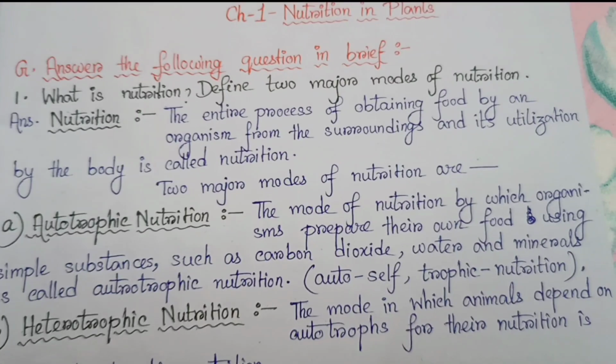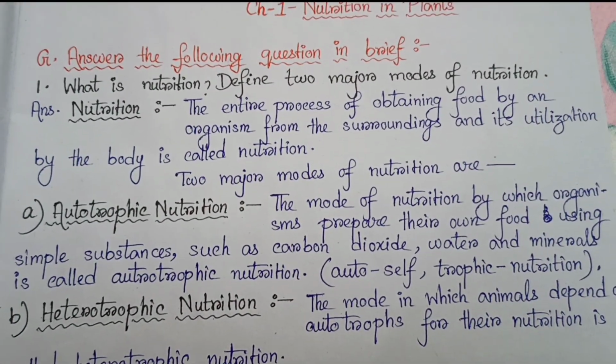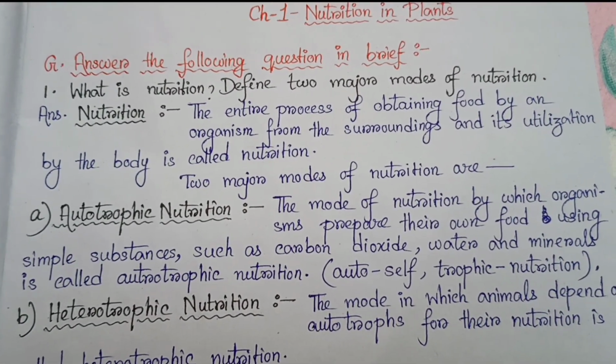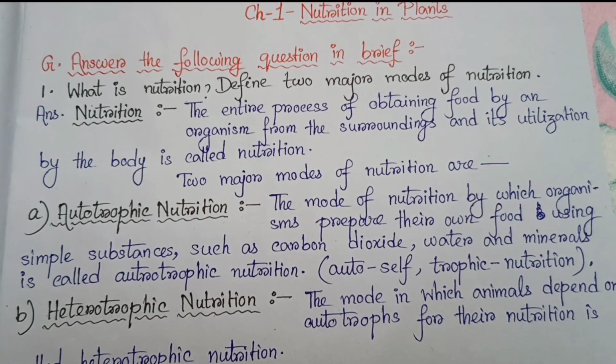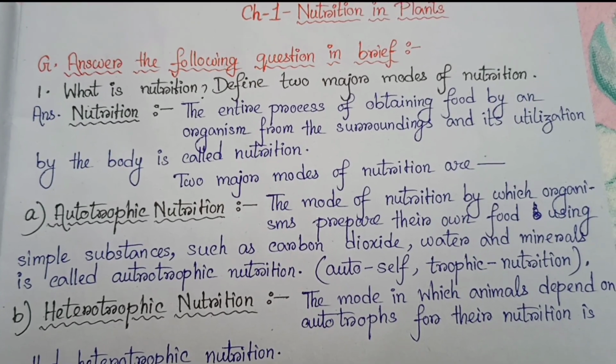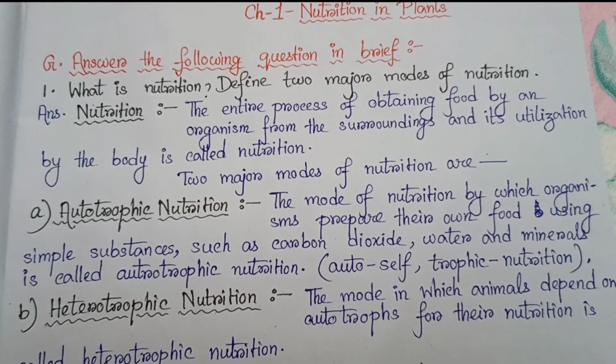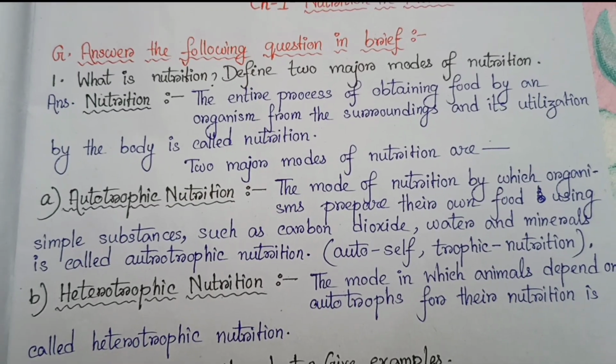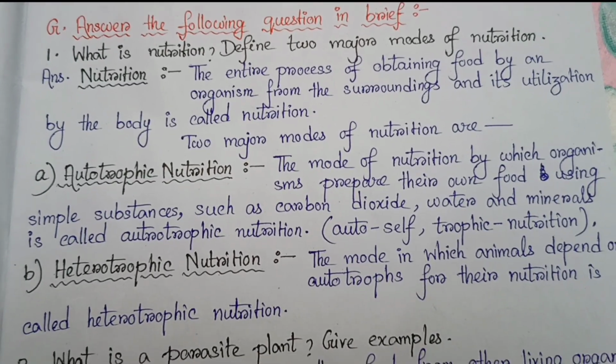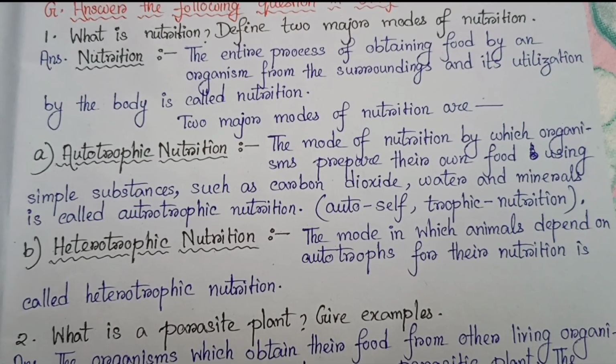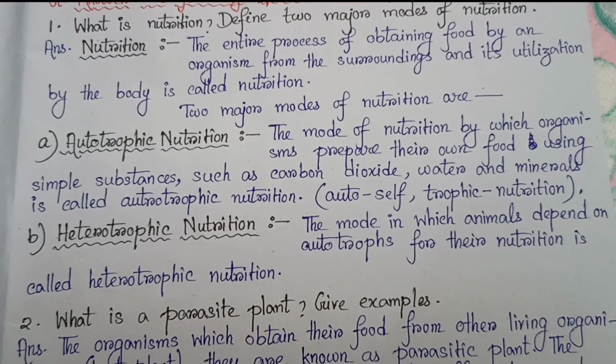Okay, let's solve. Number 1, what is nutrition? Define 2 major modes of nutrition. The entire process of obtaining food by an organism from the surroundings and its utilization by the body is called nutrition. 2 major modes of nutrition are autotrophic nutrition and heterotrophic nutrition.